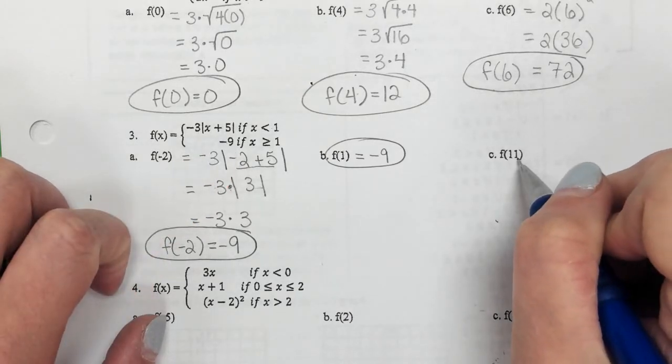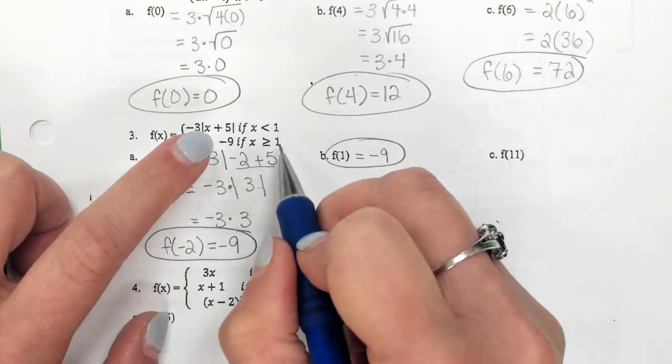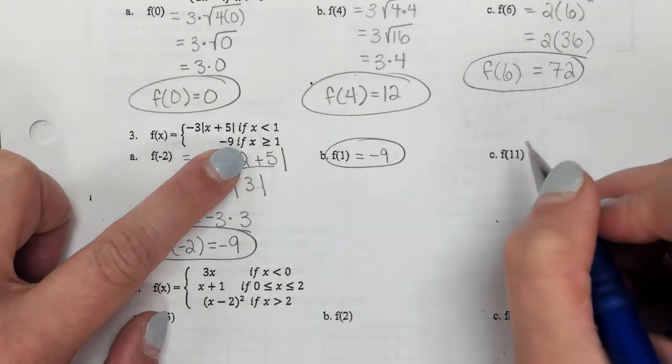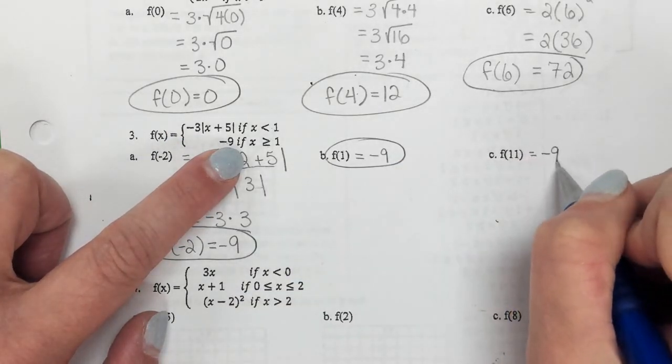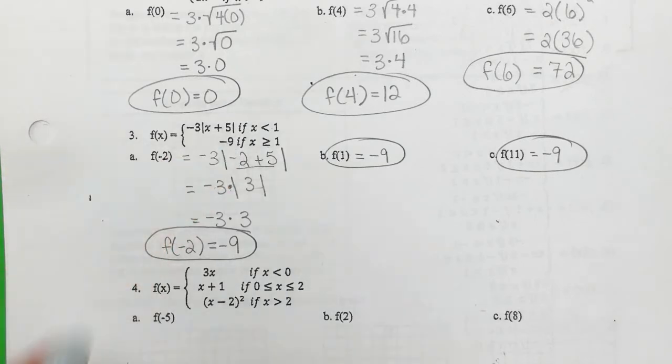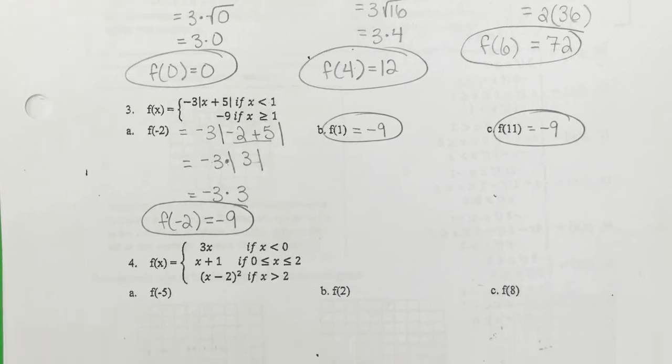All right, f of 11. 11 is greater than 1. So same thing. There's not a letter with negative 9. So negative 9 is never going to change. So that answer is just negative 9. All right, number 4, last one. Or excuse me, nope, we got 2 more after that.